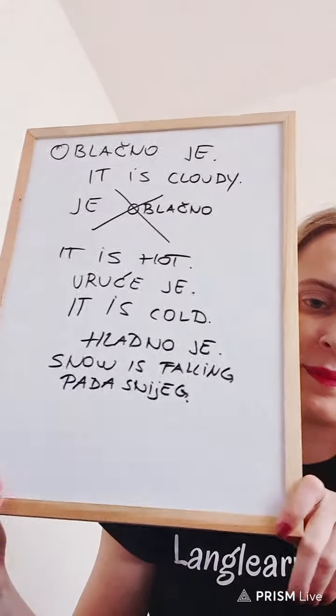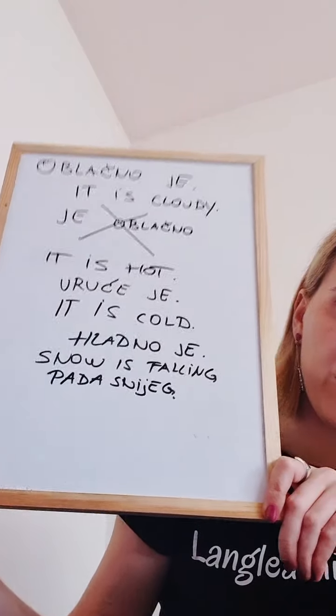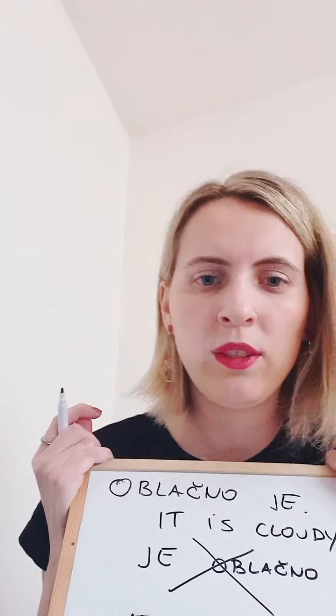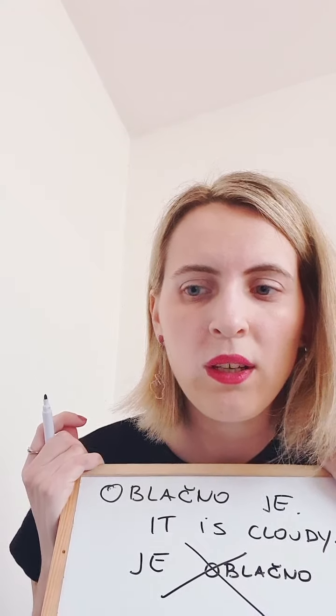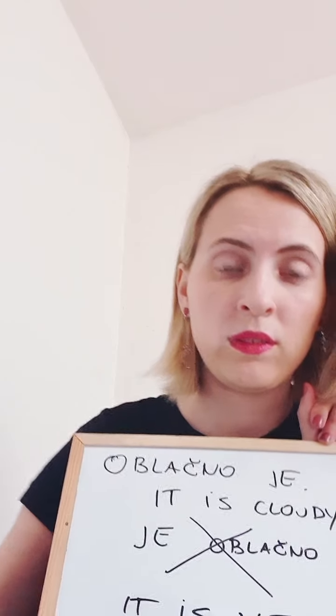And snijeg, or snow. So if you want to say snow is falling, it is pada snijeg. You know that song, right? There is actually a Croatian version of that song. So snijeg is snow. Do you like snow? Do you have a lot of snow in your country? Actually, this year we didn't have snow, and this is not usual. But last year we also didn't have snow, and it was only in March when snow fell.